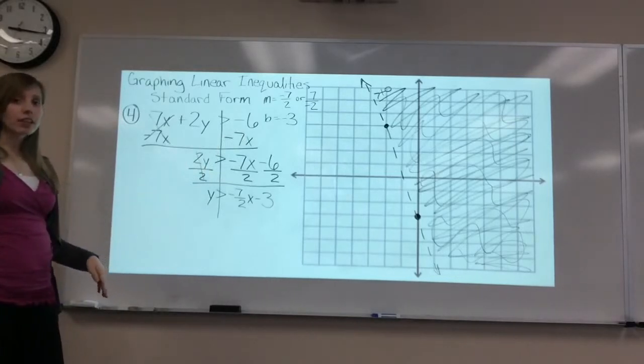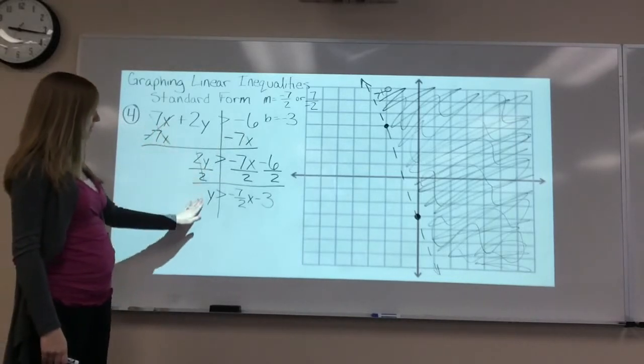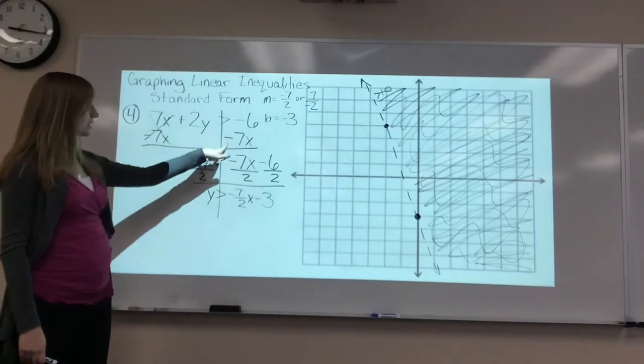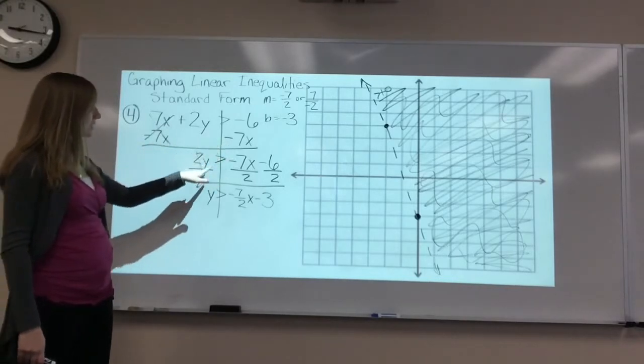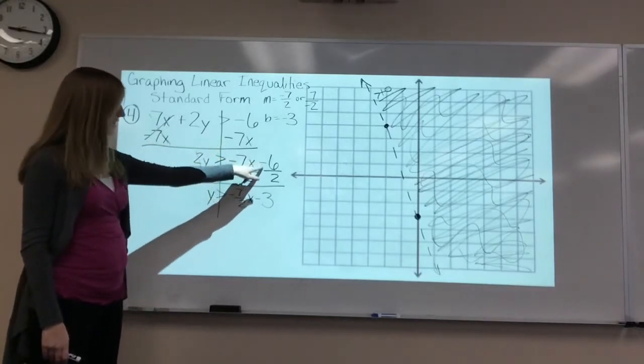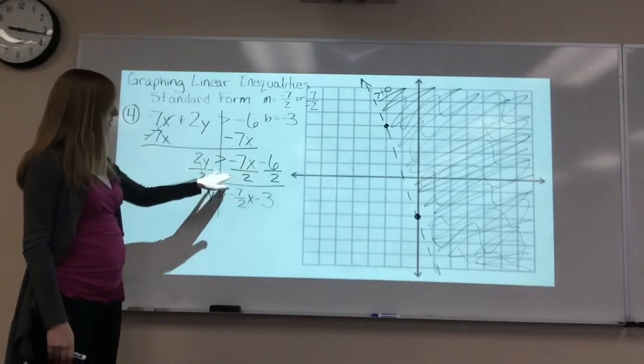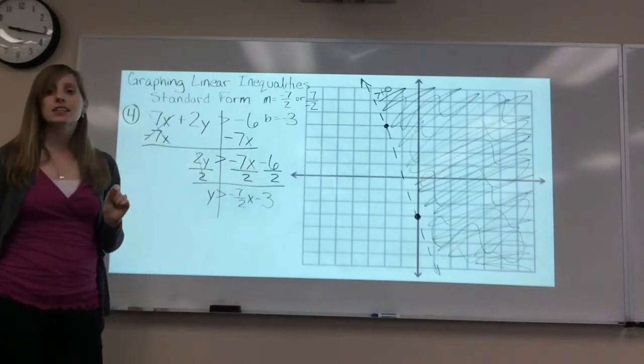You needed to solve the inequality, so get y by itself. All right, so I subtracted 7x. After that, make sure you put 7x first and then the minus 6. But after I did that, I divided everything by a positive 2.